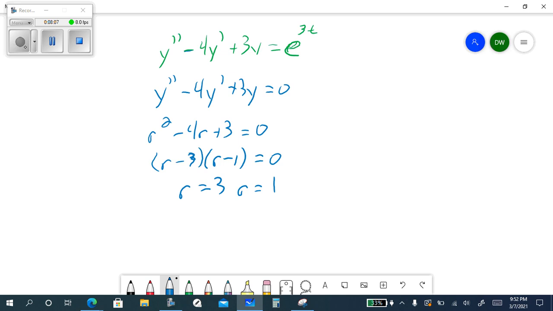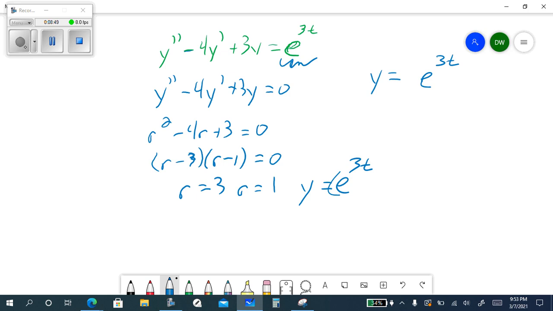So notice that one of our solutions to that is c1 e to the 3t, which is what we have on the right side. So e to the 3t would actually be a solution to the homogeneous equation. So for our particular solution, and we call this a particular solution when we have a particular value on the right side here instead of just 0, it can't be just simply in the form of e to the 3t.